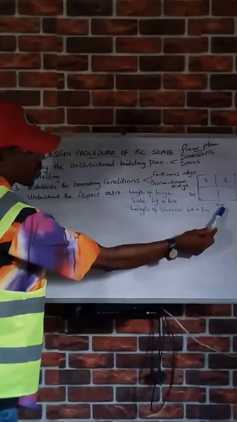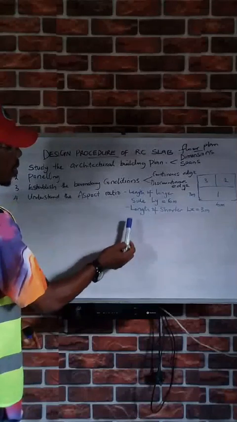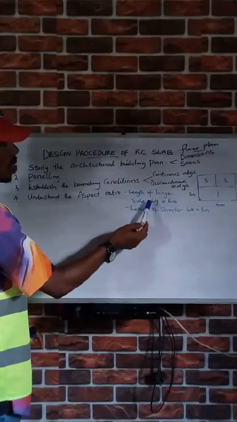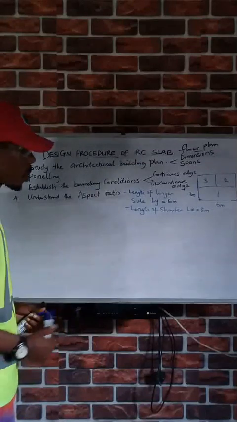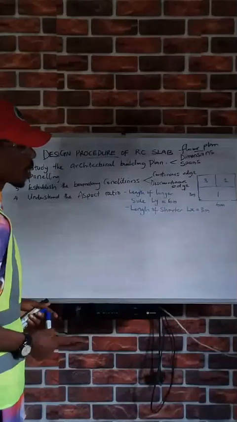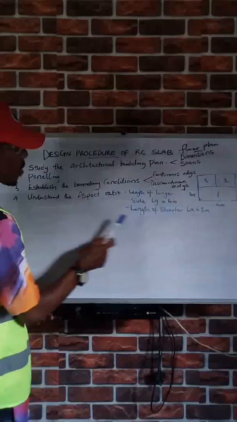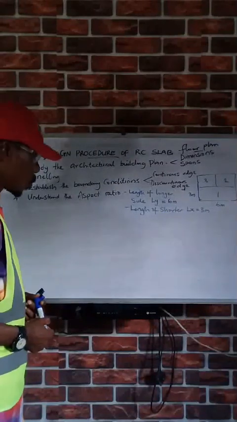If you look at panel 1, the length here is 6 meters, the width here is 3 meters. So we have the length of the longer side, which is our Ly, equal to 6 meters, while the length of the shorter side, Lx, is 3 meters. So the relationship between the Ly and Lx is what we refer to as aspect ratio.